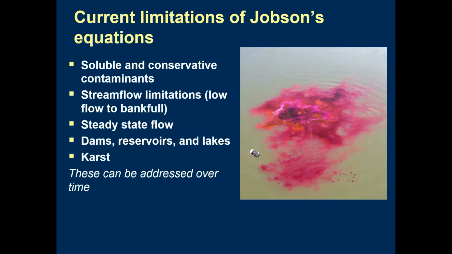Again, these are based upon dye tracer studies. So there are soluble conservative contaminants. There are stream flow limitations, in that generally speaking, your dye tracers were done between low flow to bank full. It was too expensive typically to throw in dye during a flood scenario. And then because this is velocity of river reaches, it doesn't do well with dams, reservoirs, lakes, or karst areas.